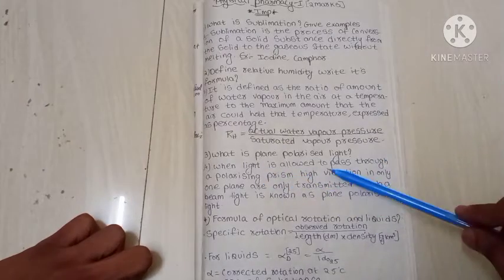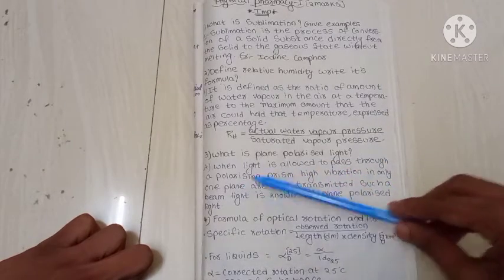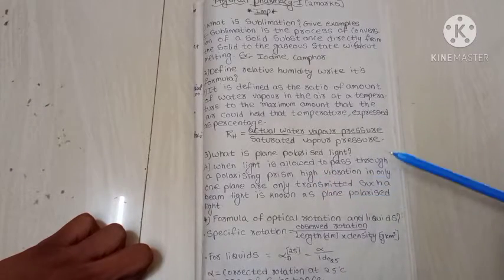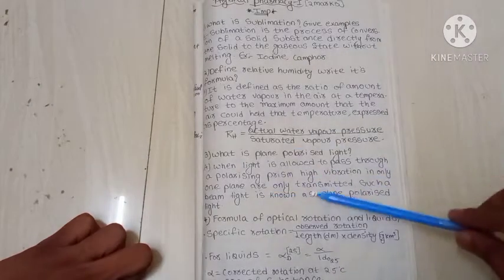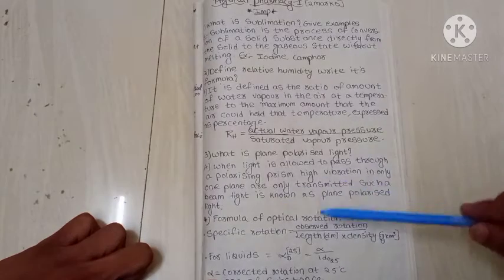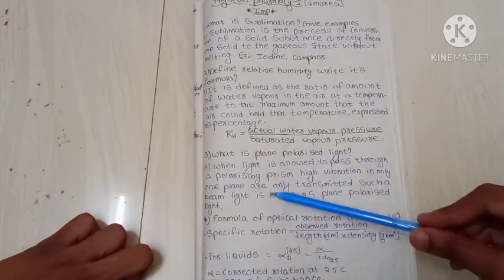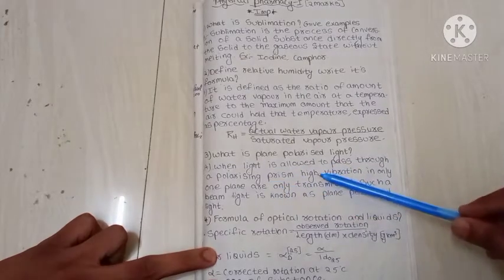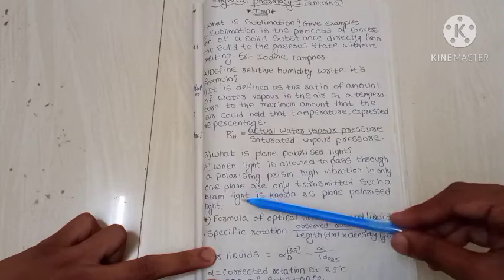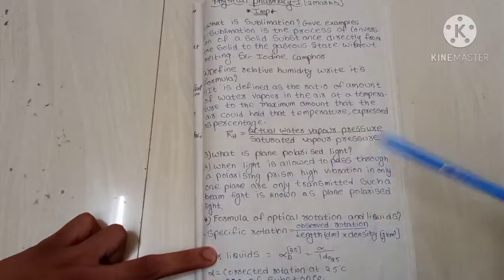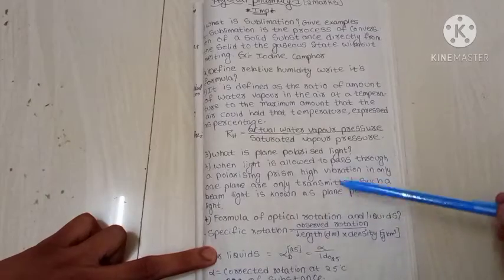Next, what is plane polarized light? When light is allowed to pass through a polarizing prism, with vibration in only one plane being transmitted, such a beam of light is known as plane polarized light. It means when we pass light through a polarizing prism, only the vibration occurring in one plane is transmitted. Such a beam of light is known as plane polarized light.